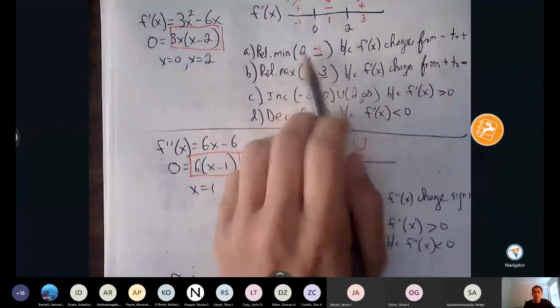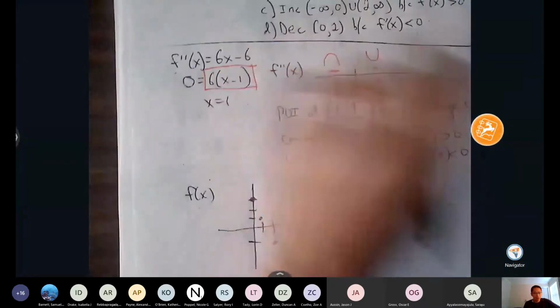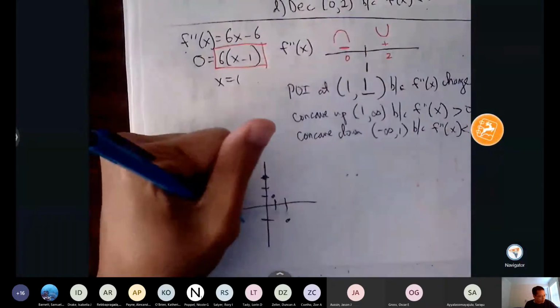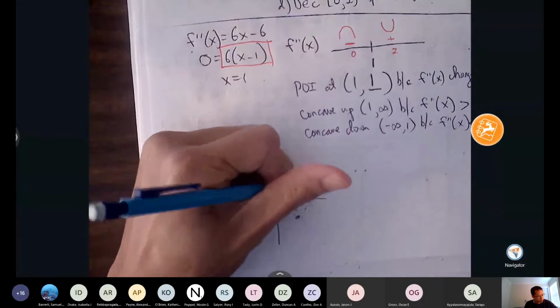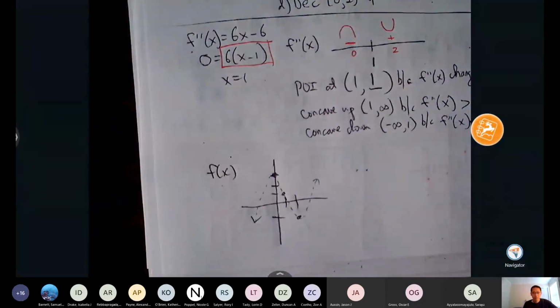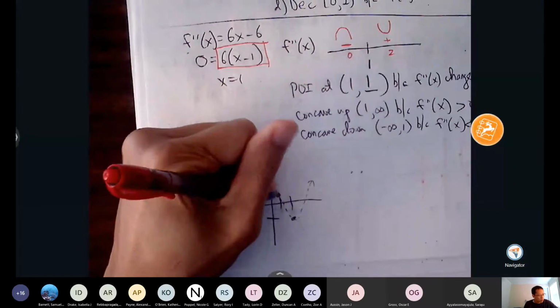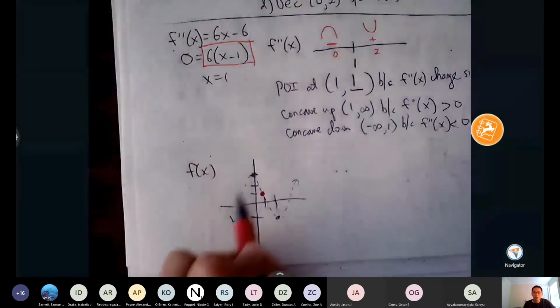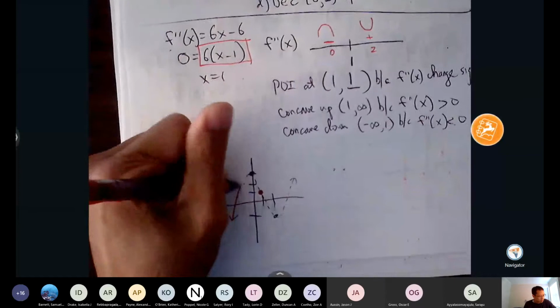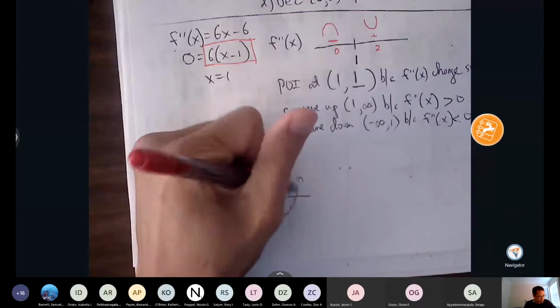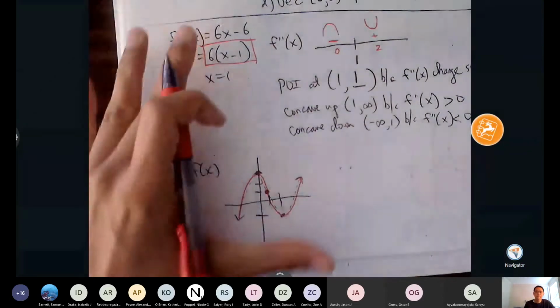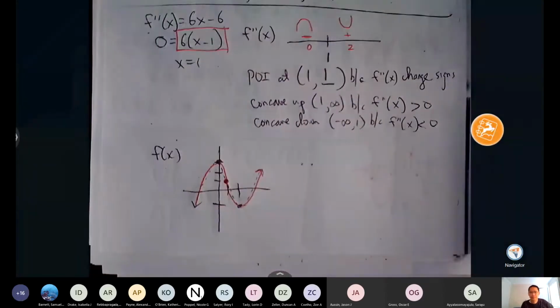I know my graph is going to hit a relative max at 0, relative min at 2. I know the path of the graph is going to be something like this. Our point of inflection is at 1, 1. We know the first part is going to display concave down, and then it's going to switch over to concave up. Okay, any questions?